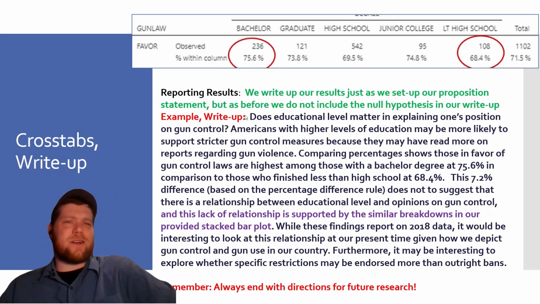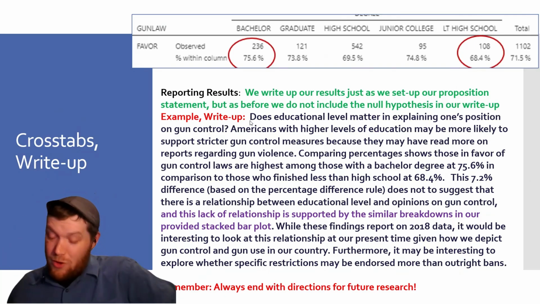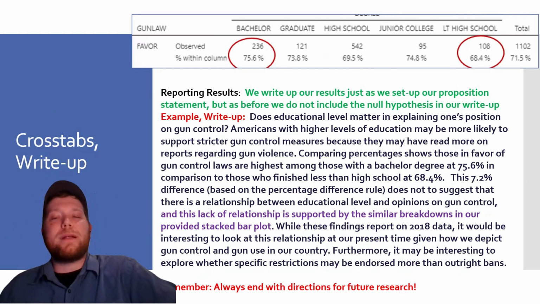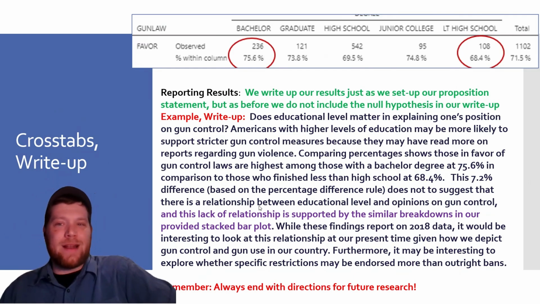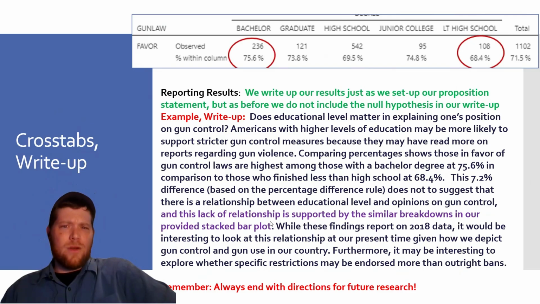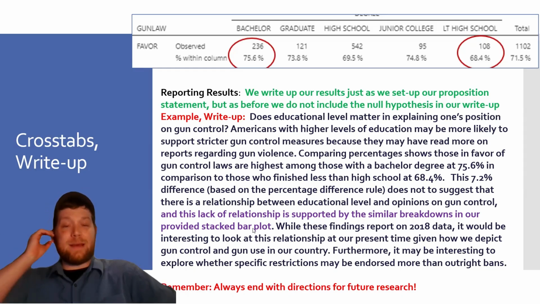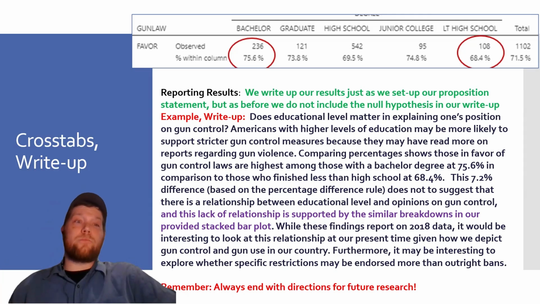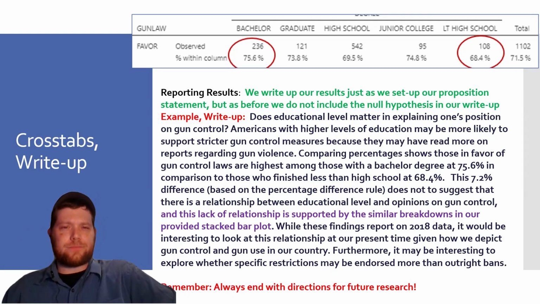Now, for reporting the results, I'm going to go through this very quickly. But note, this is the exact same sort of write-up I provided when we talked about this during the workshop and the rules of writing and everything. The only thing that's different is this line that's in purple, where I say that after the percent difference rule, I basically add that this lack of a relationship is supported by similar breakdowns in a provided stacked bar plot. And it's basically reinforcing the visual that goes alongside our actual analyses.